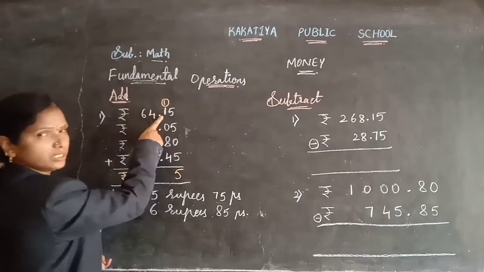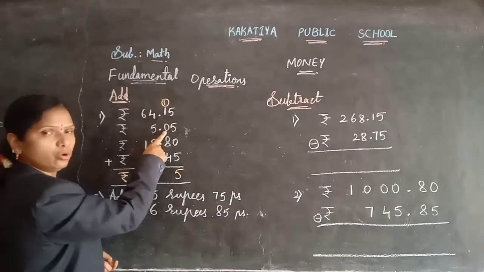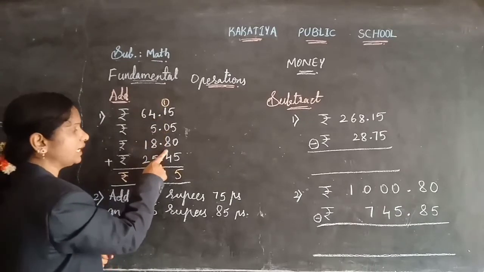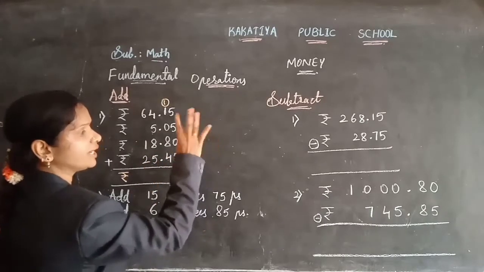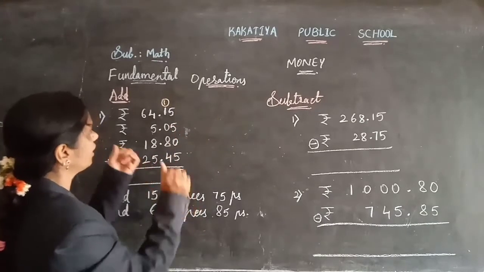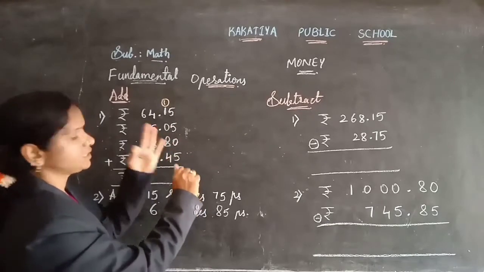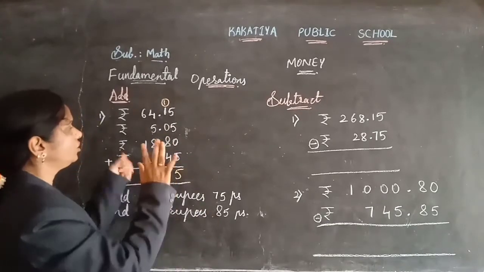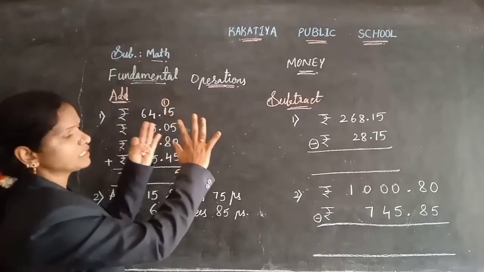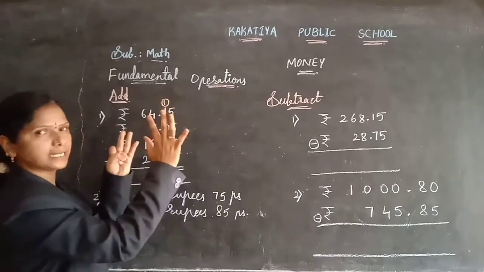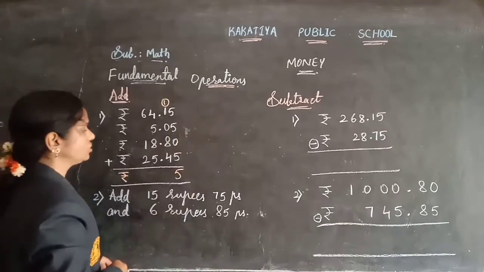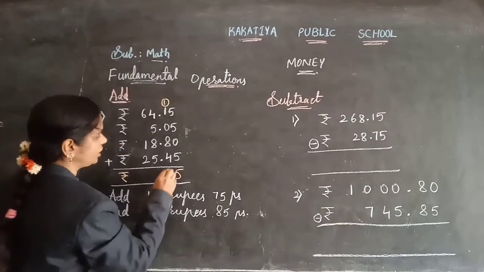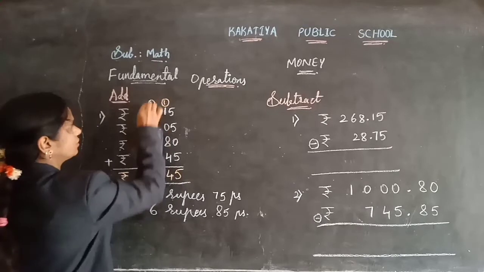Now 1 plus 1 is 2, 2 plus 0 is 2, 2 plus 8, 2 after 8, children, so 3, 4, 5, 6, 7, 8, 9, 10. So when we are adding 2 plus 8 it is 10. Now 10 after next 4, 11, 12, 13, 14. So 14, children, here 4 and 1 carry on it.